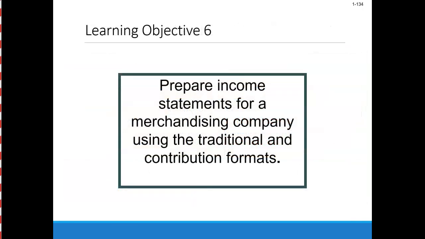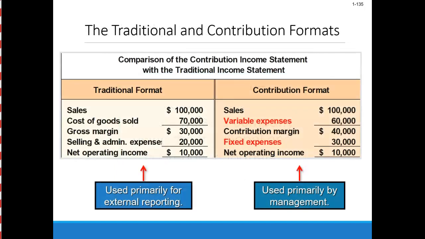Now, how do we prepare income statements for merchandising companies using the traditional format and then something new we're going to talk about, a contribution format? The traditional format is just the sales minus your cost of goods sold, comes up with a gross margin, and then you've got the selling admin to come up with your net operating income. That's what we see in the financial statements provided to external users. But this contribution format can be really beneficial for management.